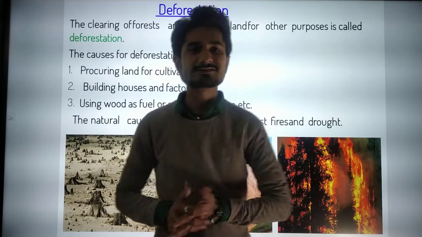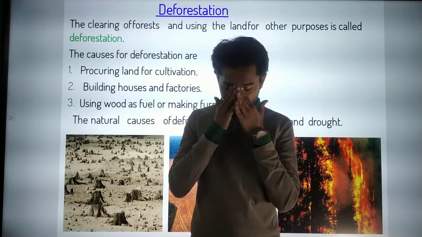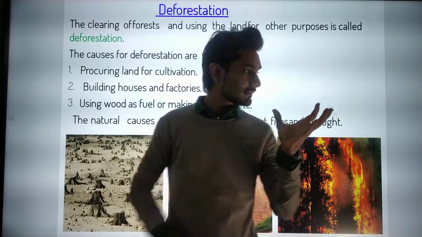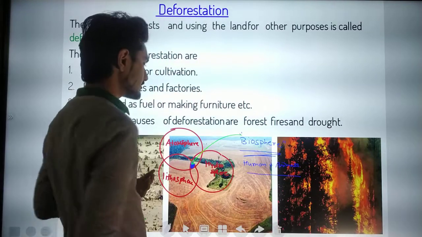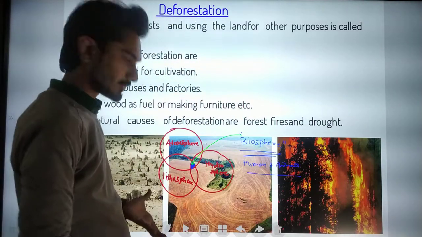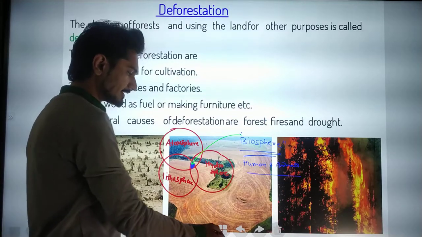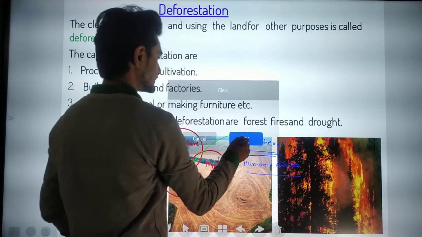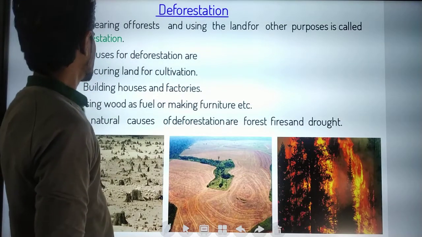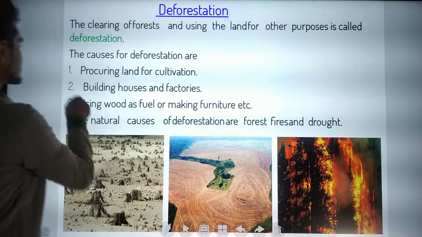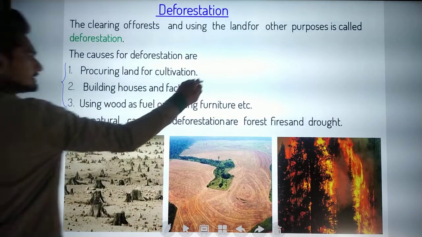I'm so sorry for the technical error, but we are learning the artificial causes, what we are doing to harm this forest. Okay, we are learning that. So as you can see, these are the artificial reasons. The three are artificial reasons.